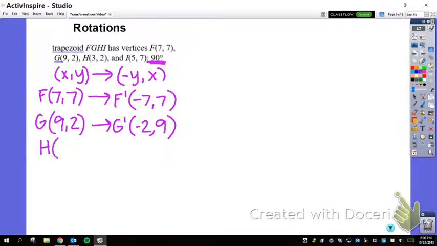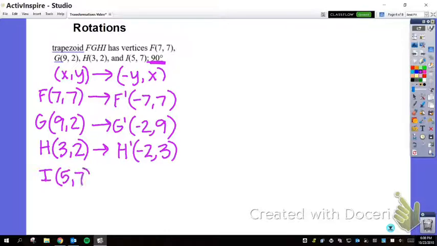H is at 3, 2. So again, for H prime, flip places and the y becomes negative. So we have -2, 3. And I is at 5, 7. So I prime, they flip places and the original y becomes negative. So there would be your new coordinates.